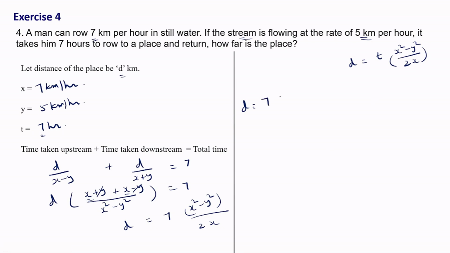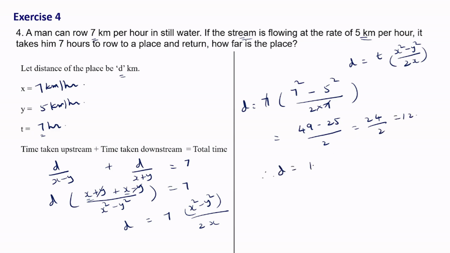So we are getting the same formula. So d is 7 into x is 7 square minus y is 5 square upon 2 into 7. So these two 7 will cancel. Here it is 7 square is 49 minus 5 square is 25 upon 2. This is 24 by 2, which is 12. Therefore, D is equal to 12 kilometers. So the distance of the place is 12 kilometers.